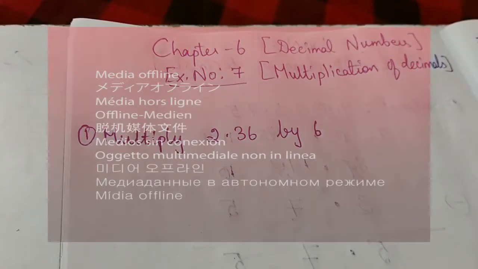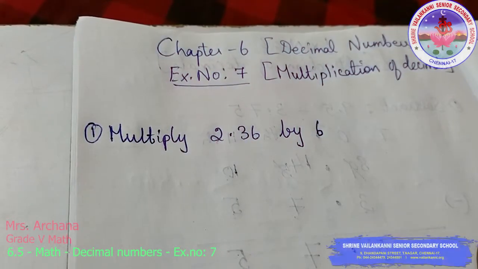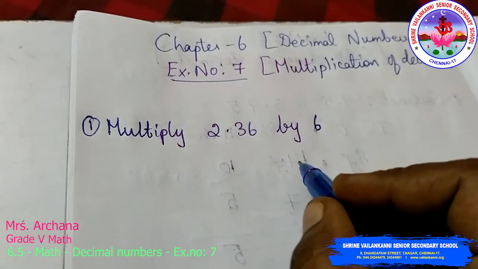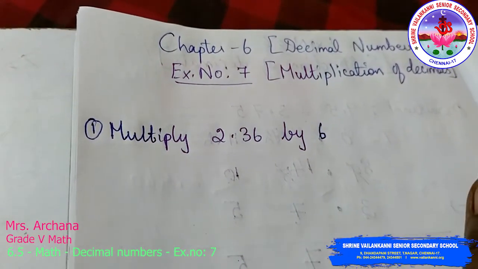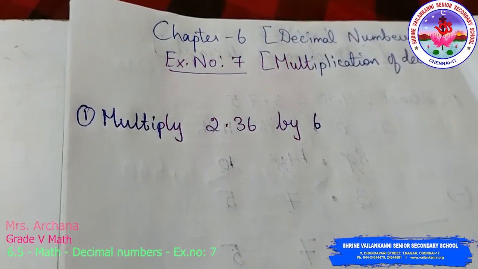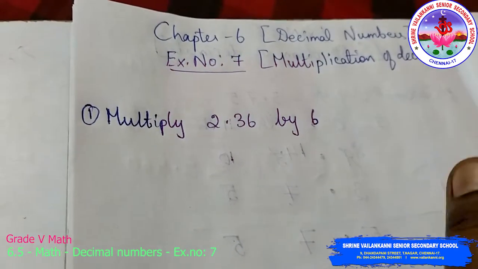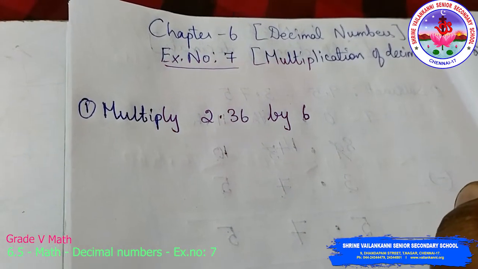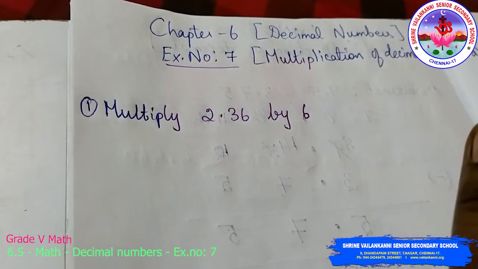Hello children, in this video we are going to learn how to do multiplication with decimal numbers, which is under chapter 6 exercise number 7. Multiplication generally we used to do with whole numbers. The same method we are going to follow, just after multiplying, we are going to include the number of places with the decimal.